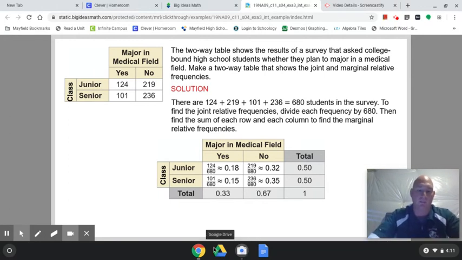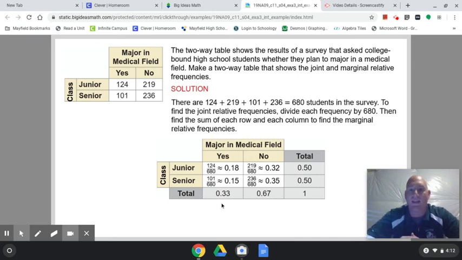That doesn't flip very easy. But 124 plus 219, that gives you 343, right? Well, 101 plus 236, 337. Now, the reason it looks close, that's very, very close to 50. That rounds to 50-50. So when you looked in the beginning, what these two right here tell you is, half of the kids were juniors, half of the kids were seniors.